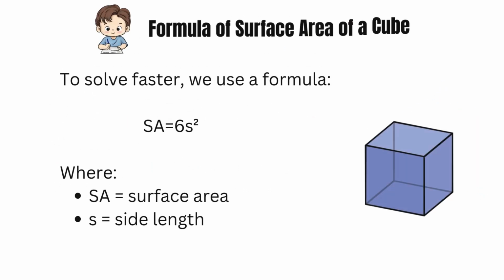To solve faster, we use a formula. Surface area equals 6 times s squared, where SA equals surface area, s equals side length.